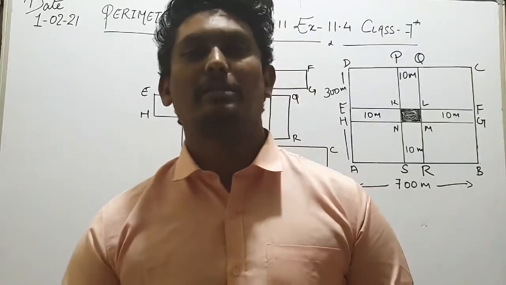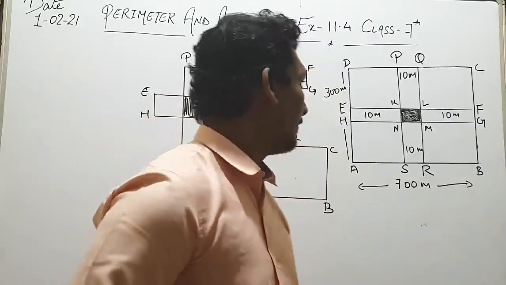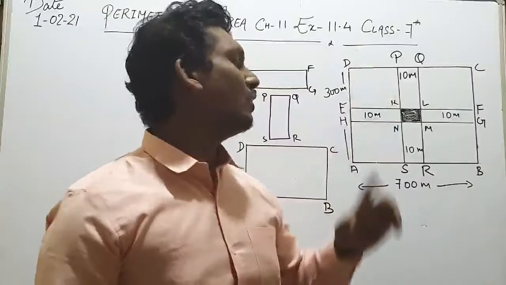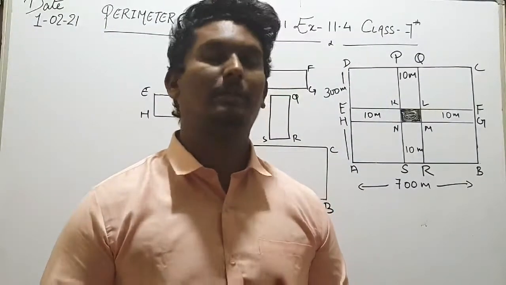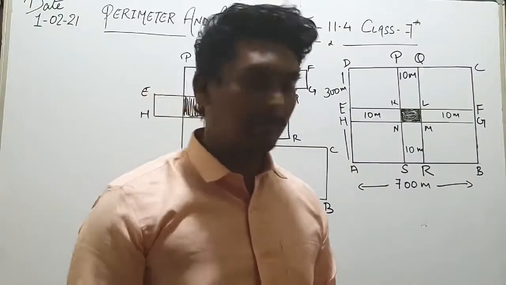So today we are going to continue the exercise. Before starting the exercise, I just want to tell you about the crossroads questions. This is the first question given in the book. How to calculate that, we are going to do in this example, okay?